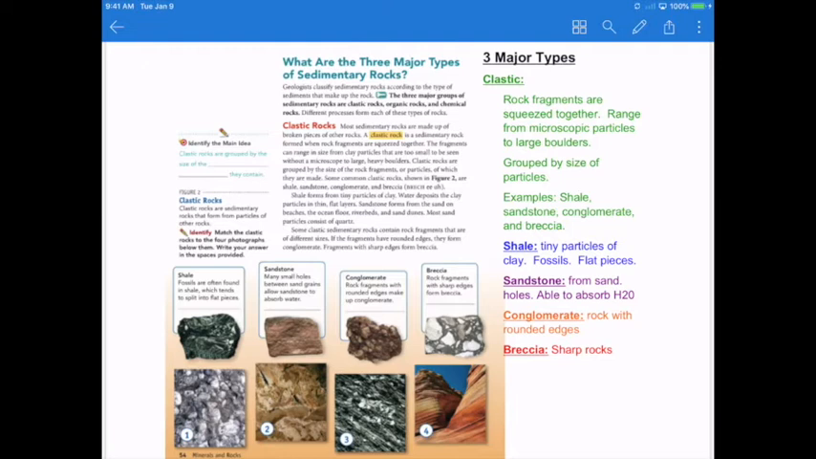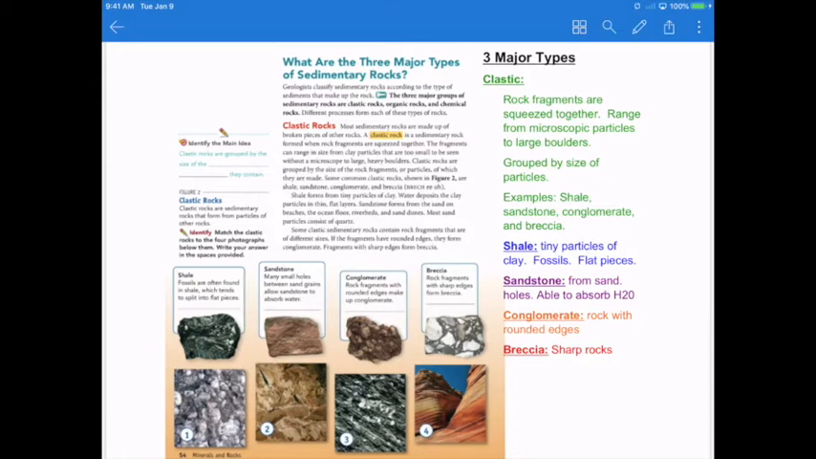So there are three different types of sedimentary rock. The three major types are clastic. The first type is clastic. Clastic rocks are when rock fragments are squeezed together. They can be microscopic particles to large boulders, and they're grouped by size of particles. So you have different ones: shale, sandstone, conglomerate, and breccia.